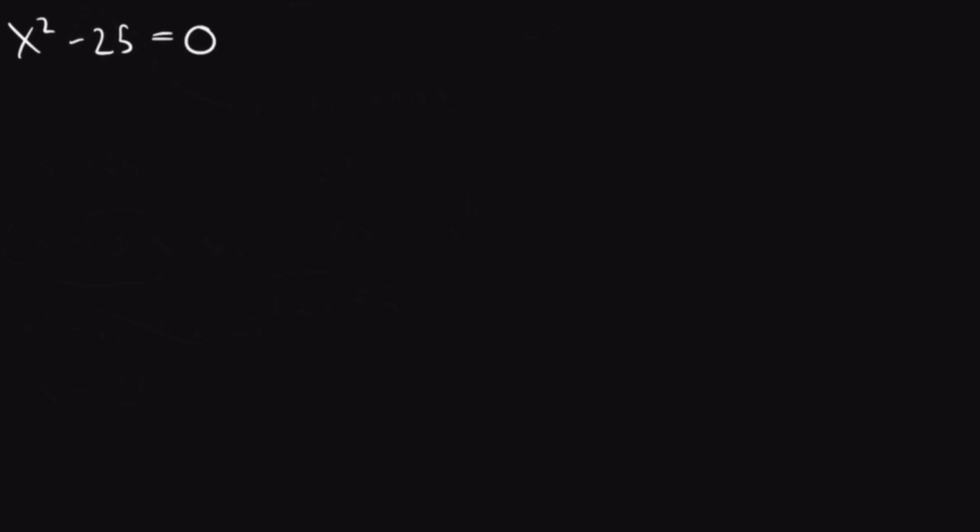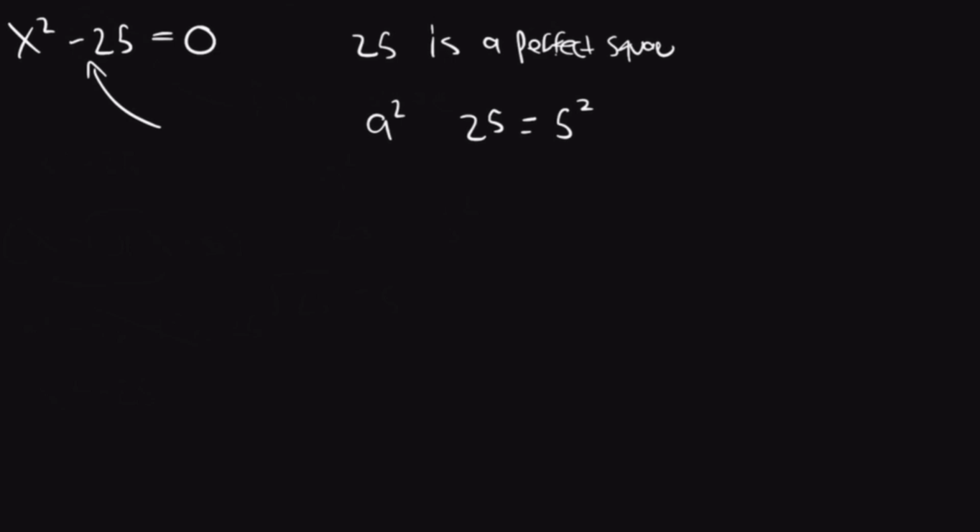And you can notice that 25 is a perfect square. Perfect squares are numbers that can be rewritten in the form a squared. So notice that 25 is equal to 5 squared, so it's a perfect square. And to factor these, you have to make sure that the constant term at the end is a negative. This wouldn't work if it was a positive, because then you'd have a negative square root and you can't get real solutions on that.